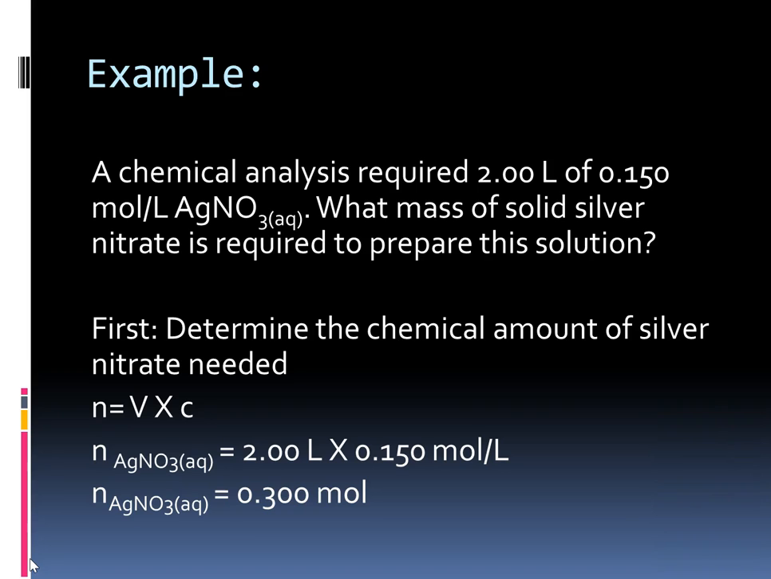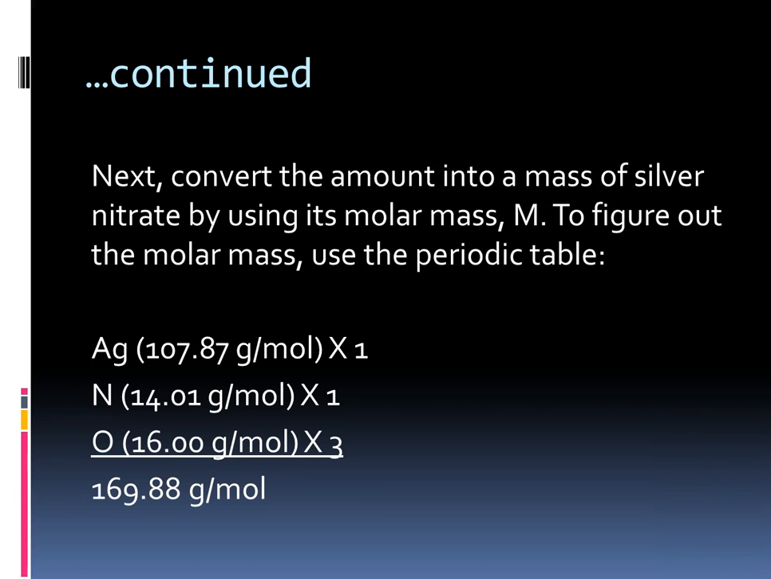In this question, you are asked to figure out how much silver nitrate is required to make a solution with a specific volume and concentration. Since you are given the volume and the concentration, you should be able to calculate the number of moles required. You will need to know the molar mass of silver nitrate so that you can use the number of moles to determine the mass required.